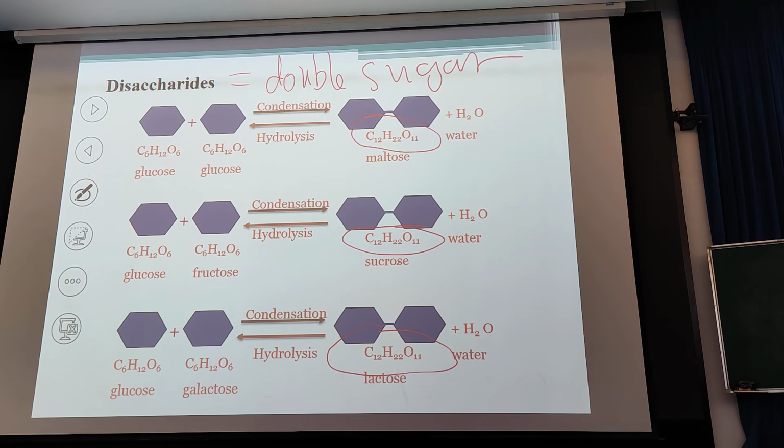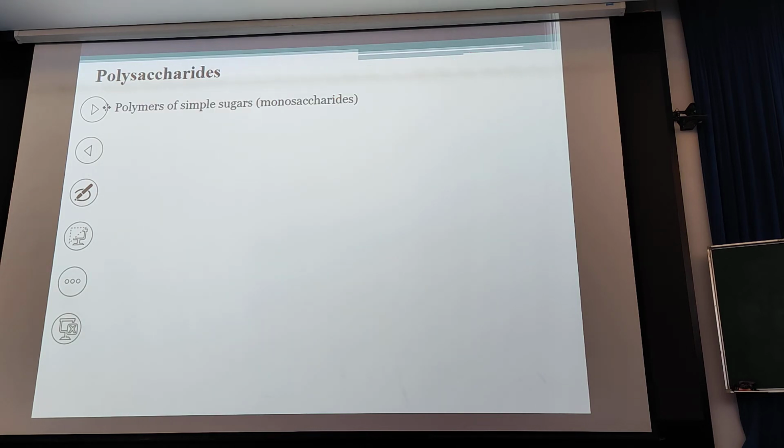And if so many monosaccharides join together, we have polysaccharides, đường đa. So they are polymers of simple sugars, of monosaccharides. Many monosaccharides join together with condensation reactions, removing so many water molecules. We have the polysaccharides. And there are two forms of polysaccharides.